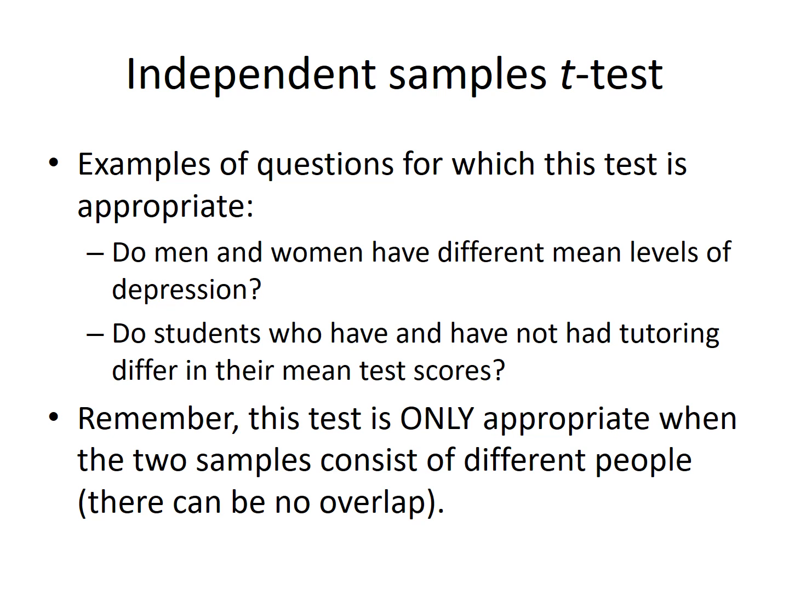Let's look at another example. Do students who have and have not had tutoring differ in their mean test scores? So here, persons cannot be in both groups. A student either has attended tutoring or they have not, and students in both groups are being measured in the same way. So we're using the same measure of test scores to get the mean test score in each group. Remember, this test is only appropriate when the two samples consist of different people. There can be no overlap or else you cannot use this in any meaningful way.